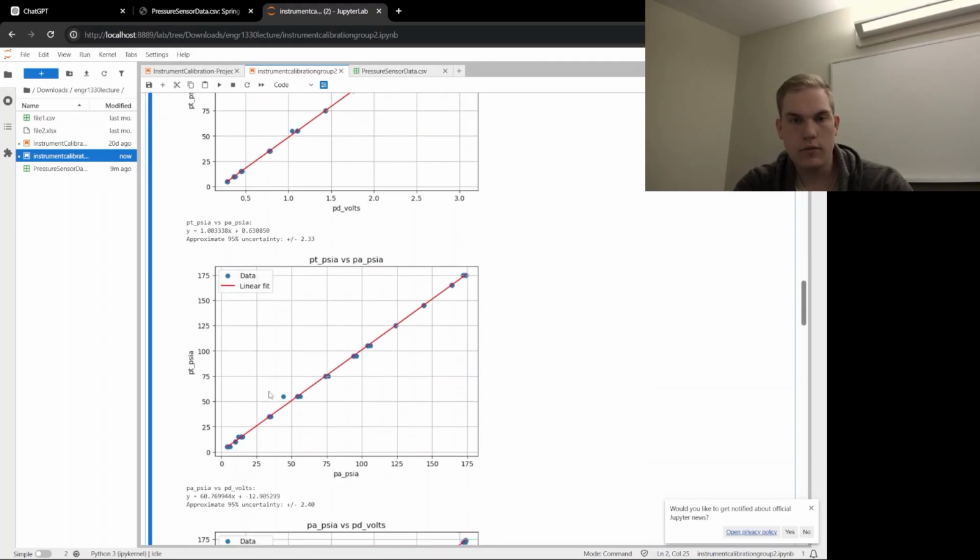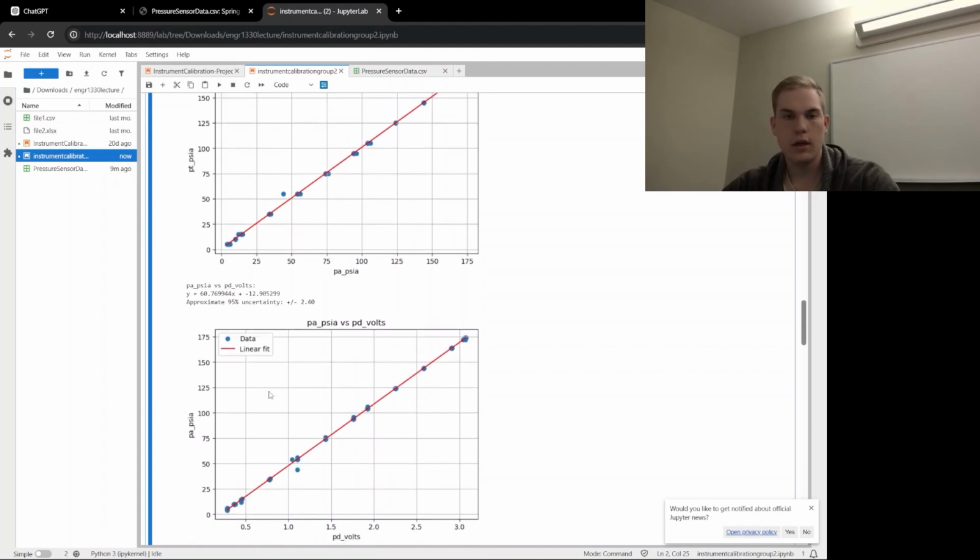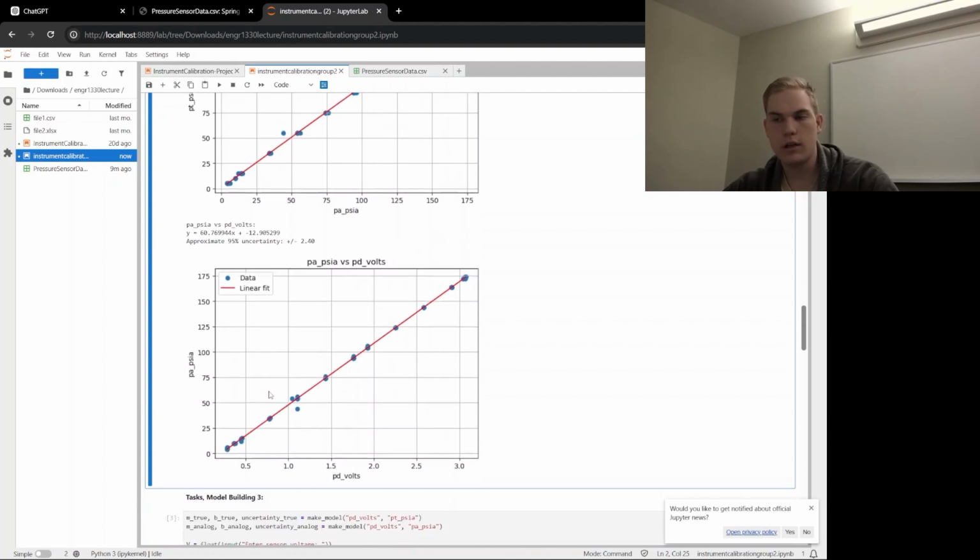The same for our second plot, which is our analog gauge to true pressure. And our third plot, our voltage to analog gauge.